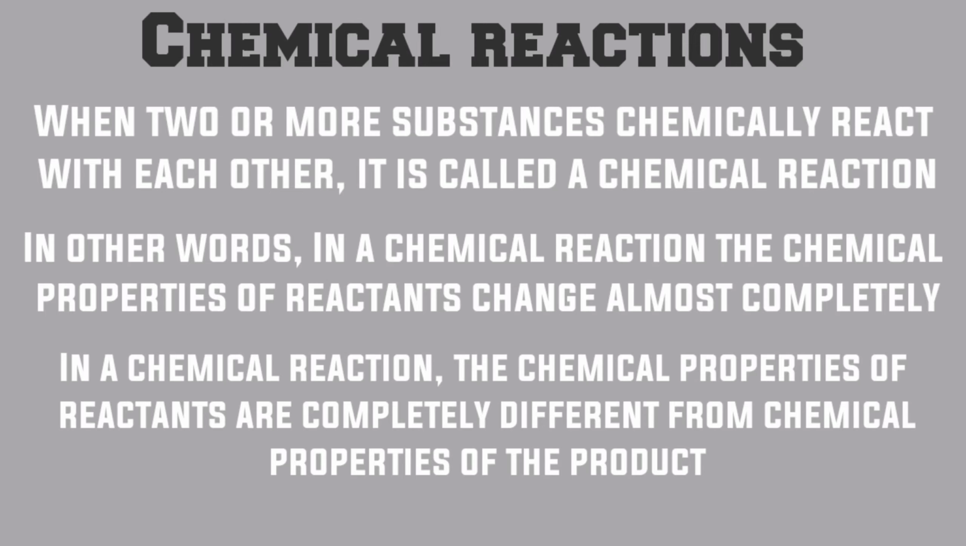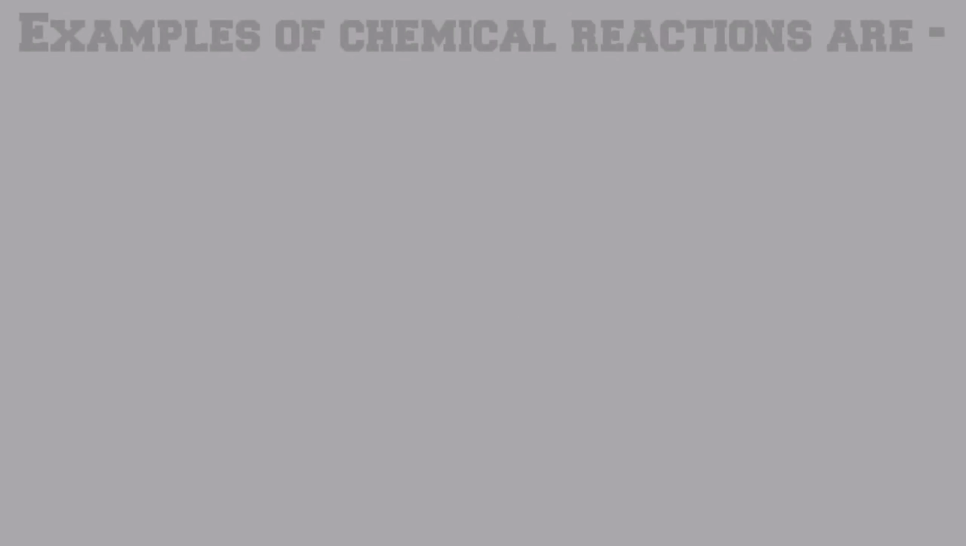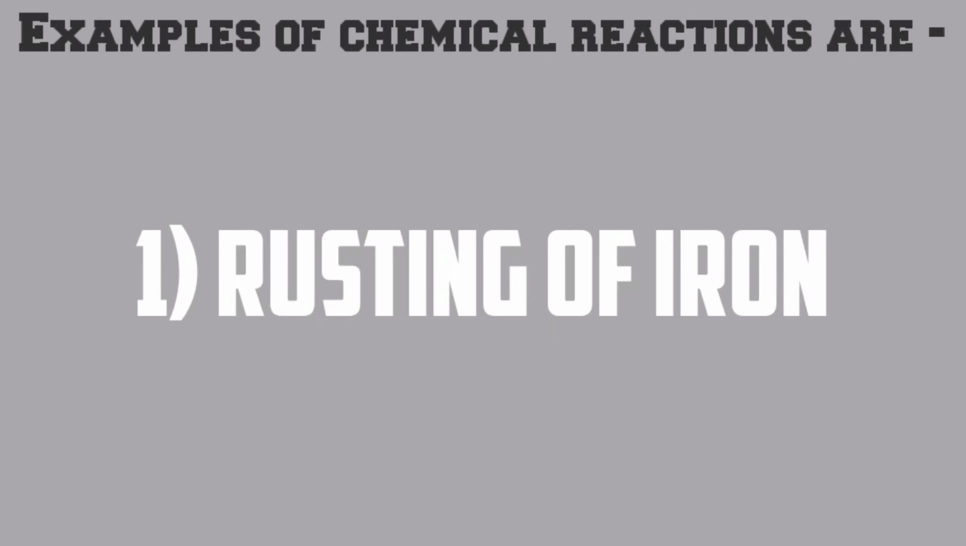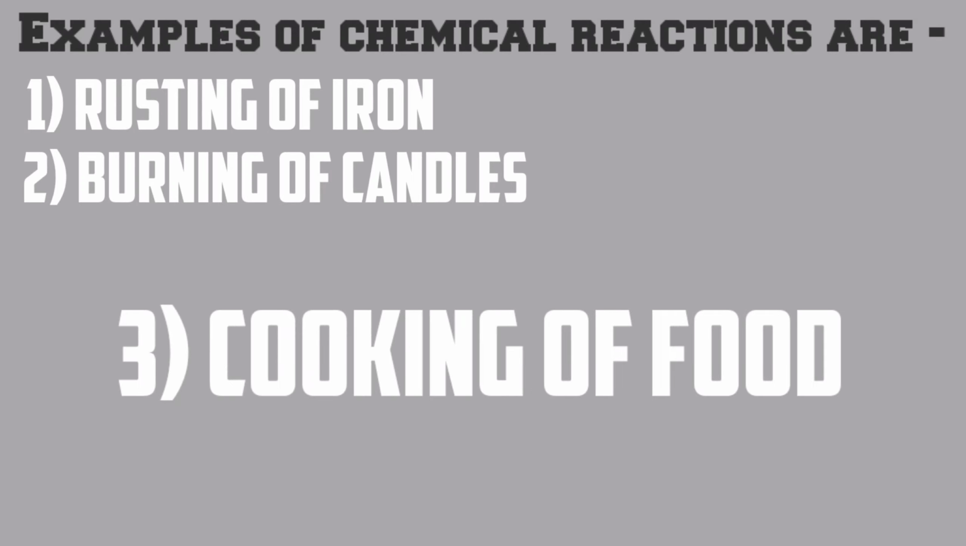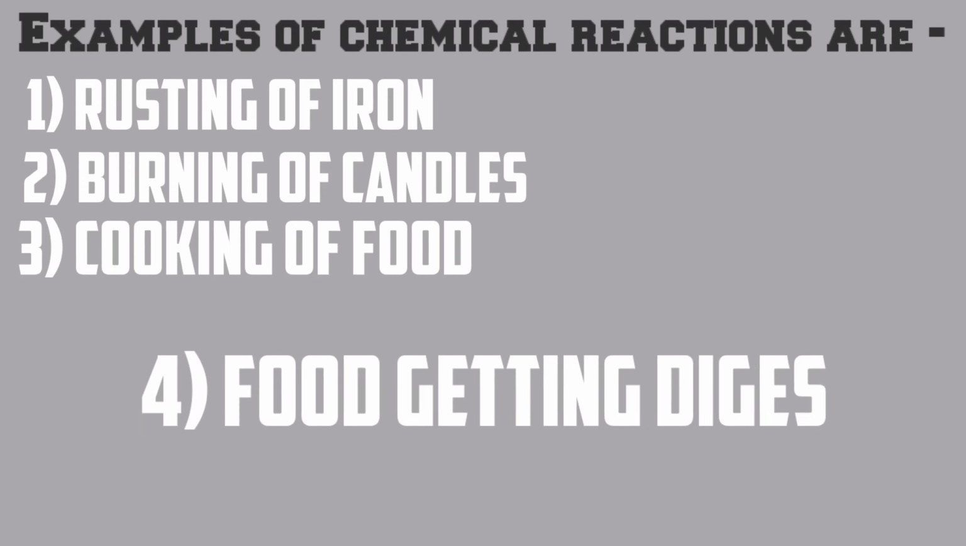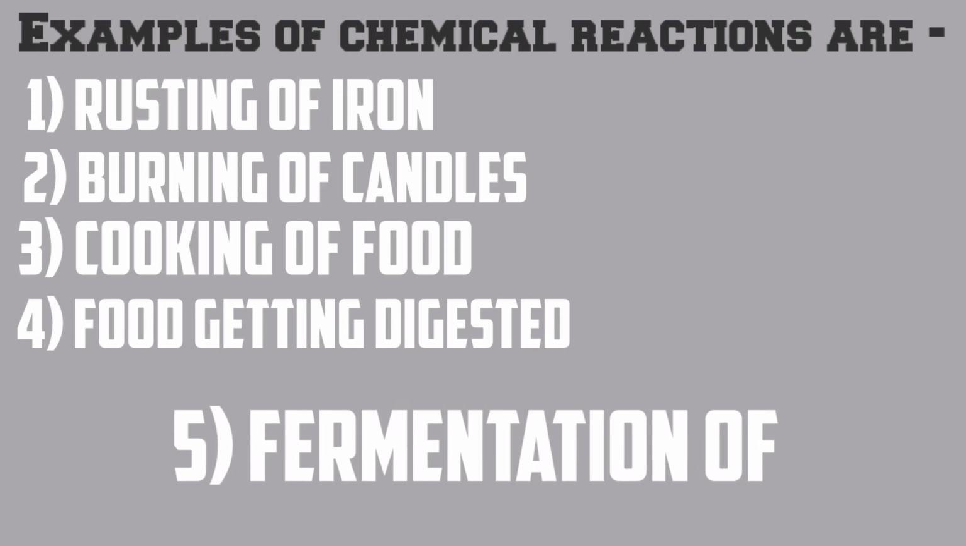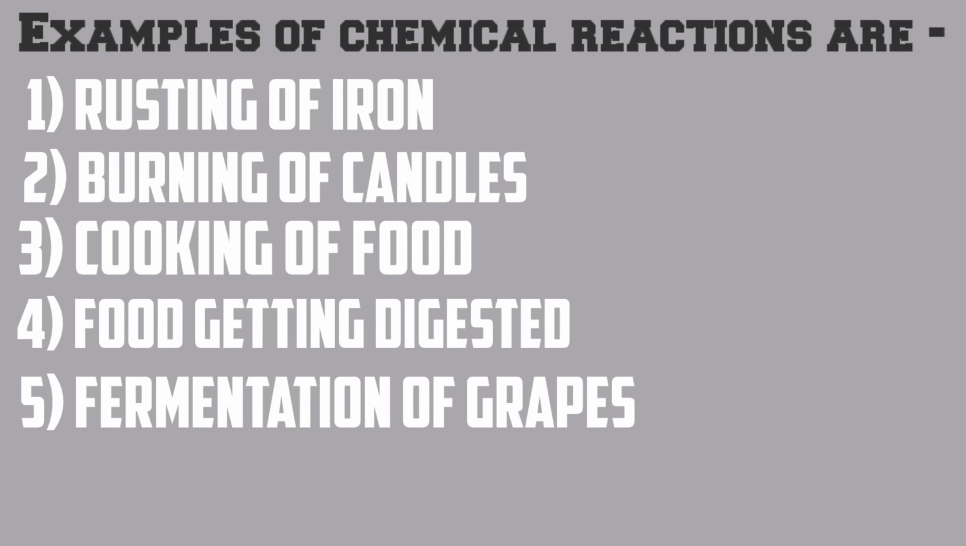Now we will have a look at some examples of chemical reactions from our day-to-day life. They include rusting of iron, burning of candles, cooking of food, digestion of food in our stomach, and fermentation of grapes. Now we are going to discuss chemical equations.